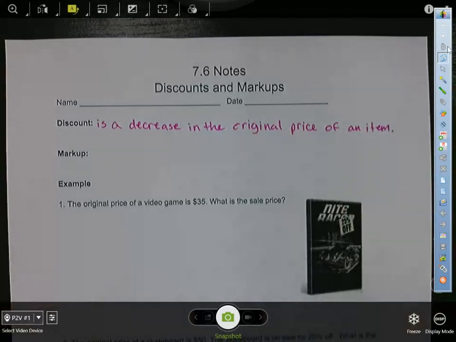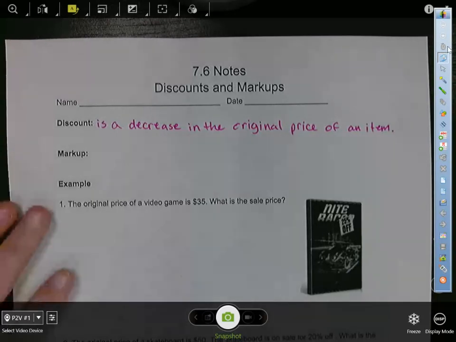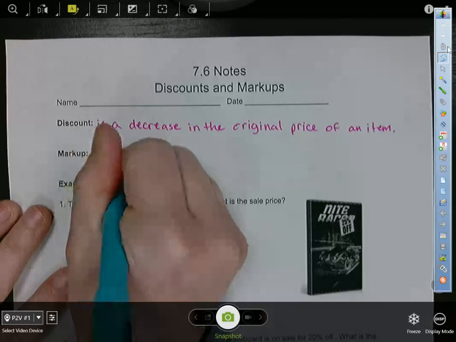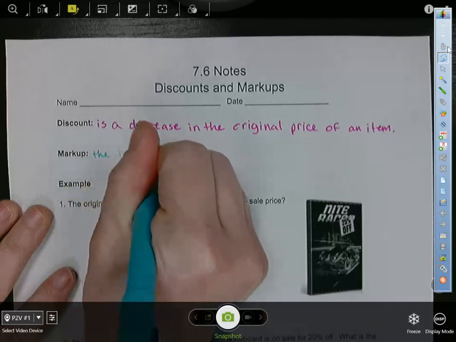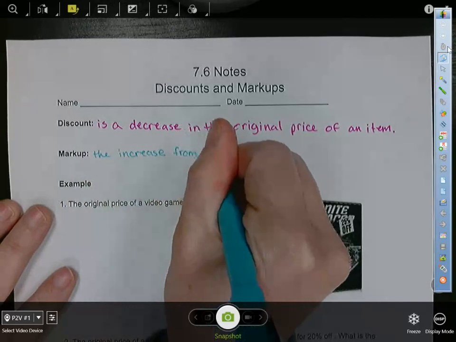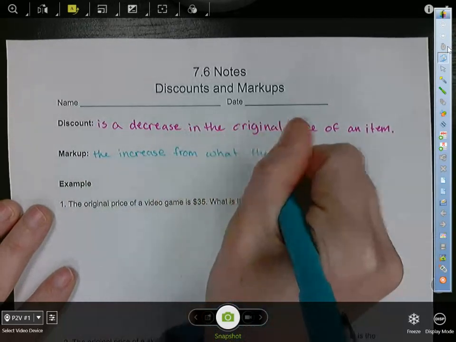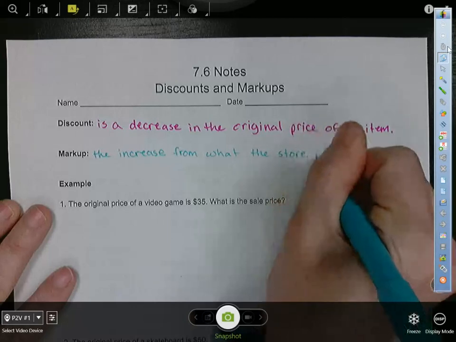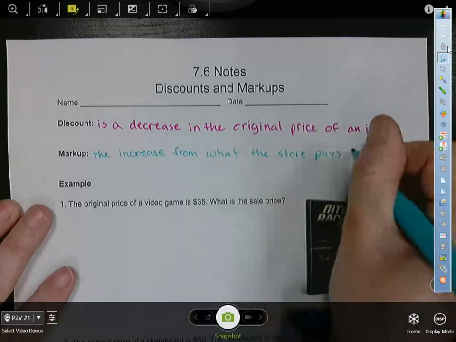Okay? And a markup, to make a profit, stores charge more than what they pay. Okay, so they pay one amount for an item, and then they have to charge more for that, so that way they can make money. Okay, so a markup is the increase from what the store pays to the selling price.